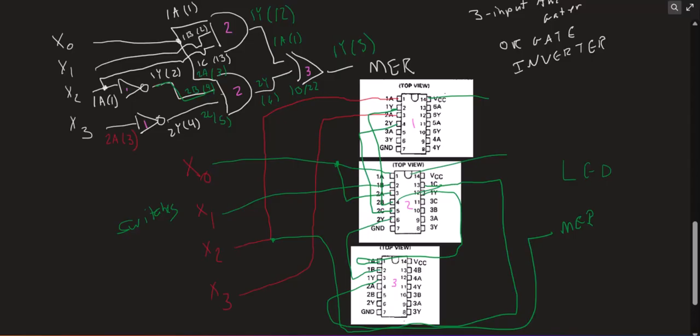For the MER, it's coming from one Y, right? It is coming from one Y, yes, on the OR gate.